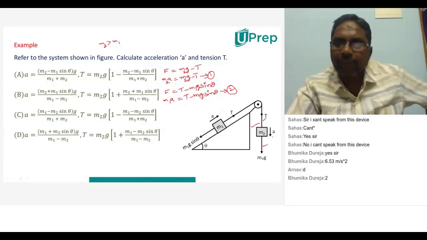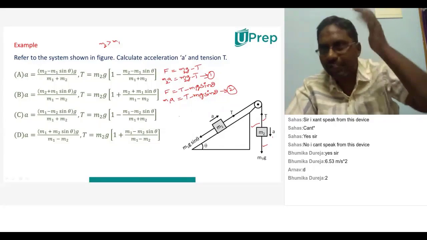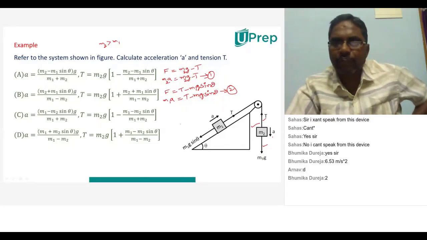Now add both equation number 1 and equation number 2. Then tell me what answer you will get.